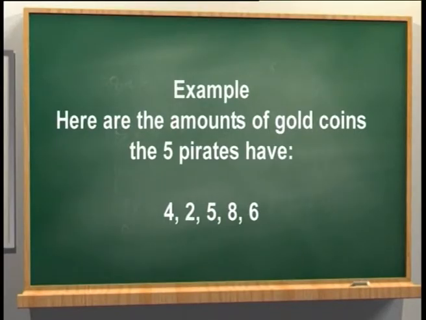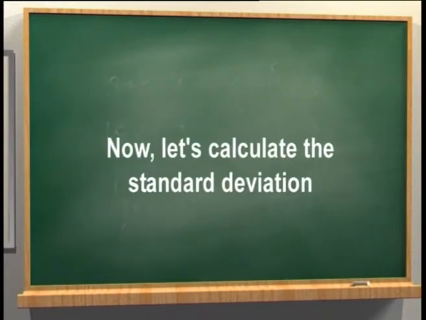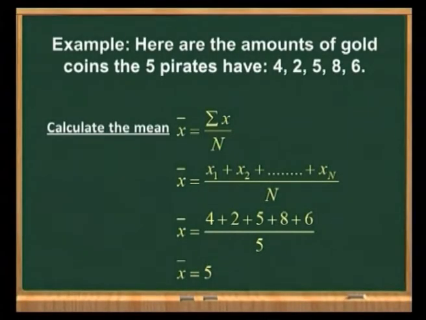Here's an example. Here are the amounts of gold coins 5 pirates have. That is 4, 2, 5, 8 and 6. Now, let's calculate the standard deviation. Calculate the mean. X bar is equal to sigma x divided by n. That is x1 plus x2 plus x3 and so on, divided by capital N. That is 4 plus 2 plus 5 plus 8 plus 6 divided by 5, and the mean is 5.